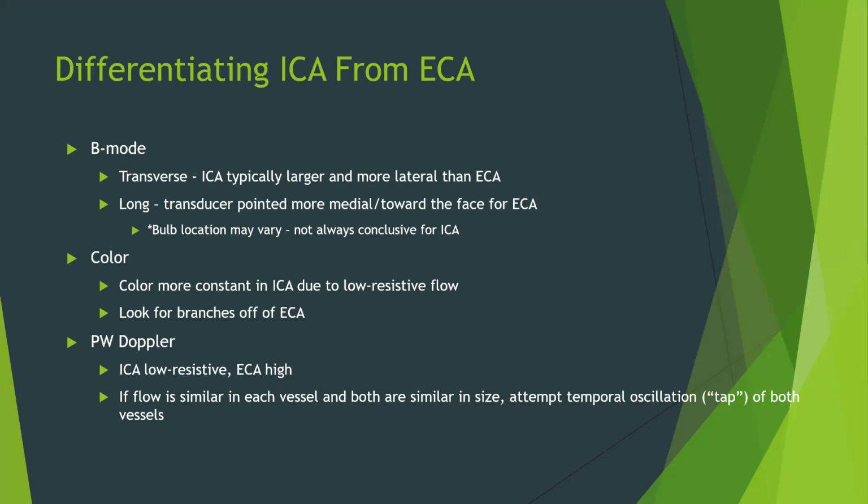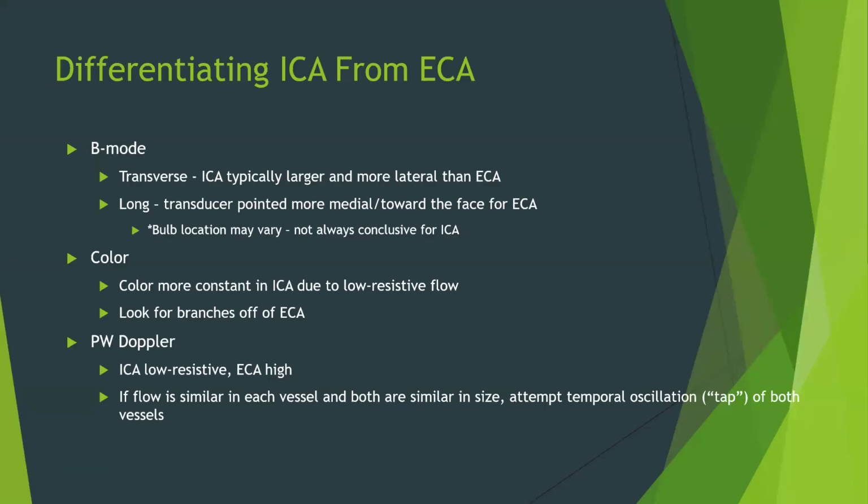So if we're in transverse, we have color Doppler on, the ECA is going to be more pulsatile because of that higher resistance, whereas the ICA is going to be more persistent with color. It's going to be more constant with color. And that's that low resistive flow. That's that flow all the way through diastole that we're talking about.